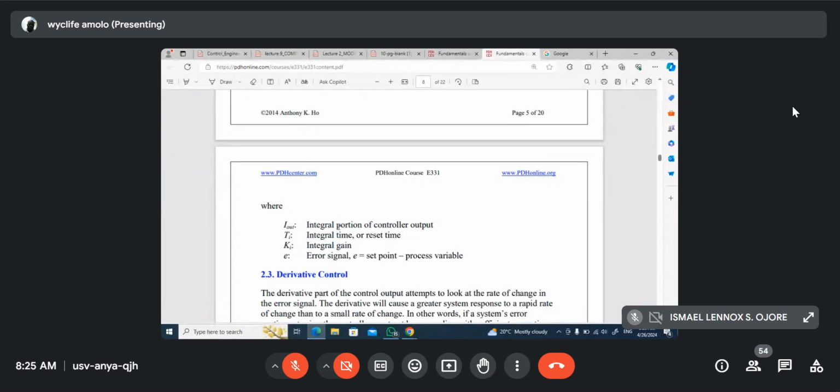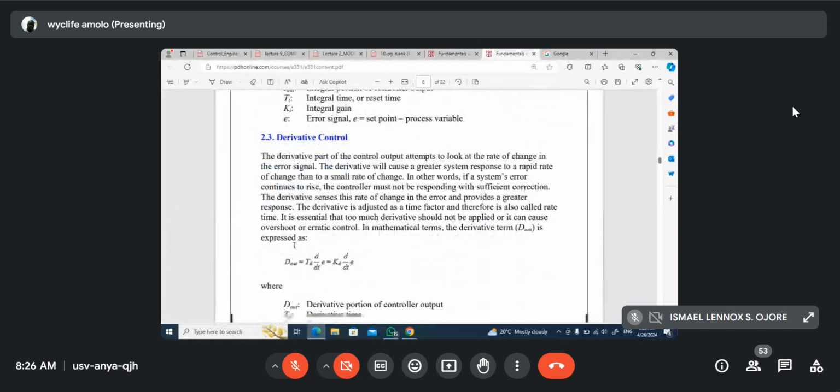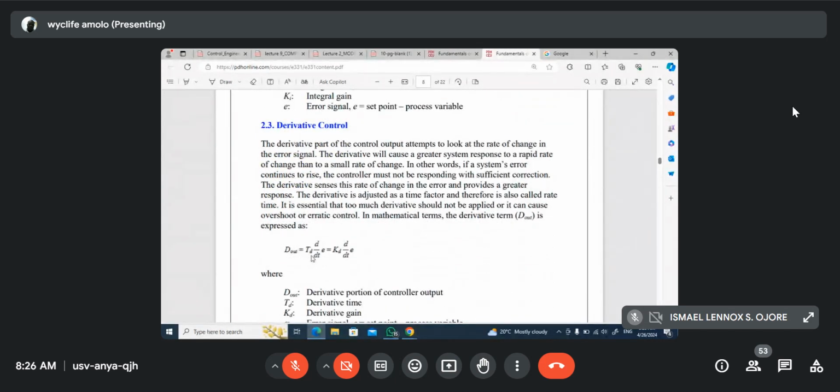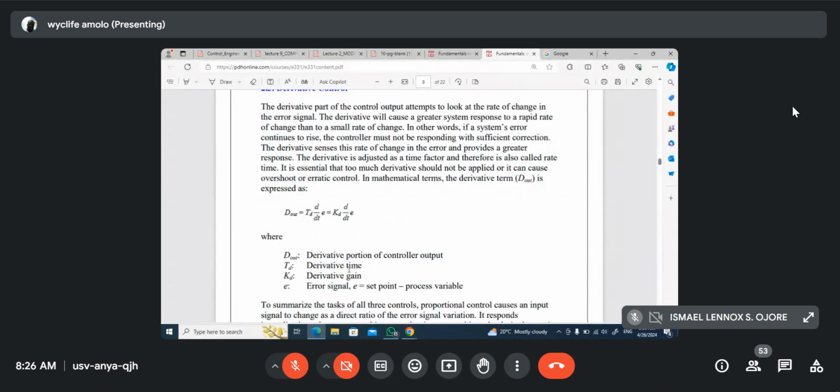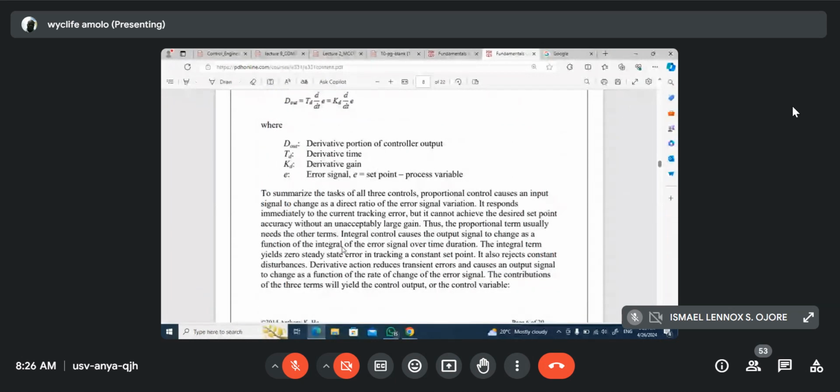So I out is the integral portion of the control output. The TI is the integral time or reset time. Then the integral gain is KI. Then error is E, set point minus process variable. Then we also have derivative. D out is TD times the derivative of error. TD is given as the derivative time. So it is KD times that. And we get that summary.